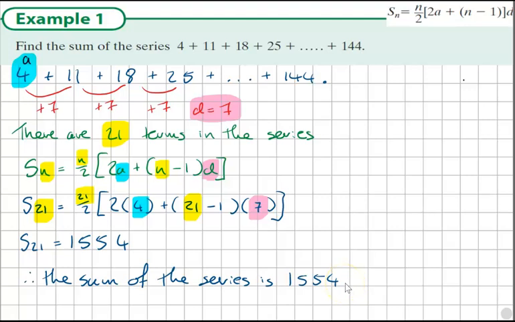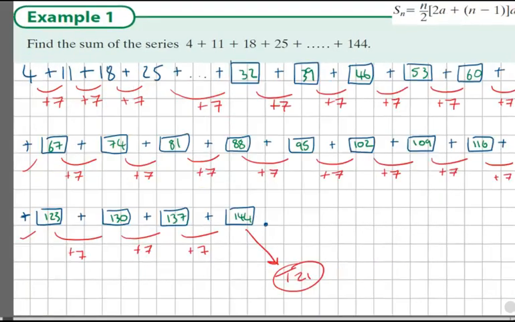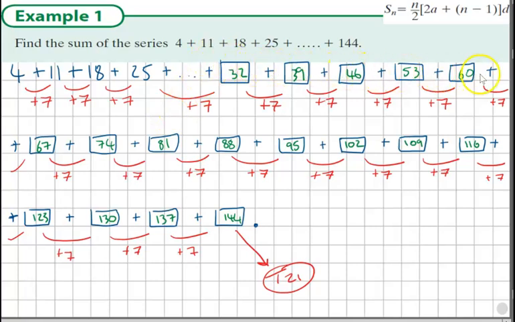Now another way of doing this, which would take longer, but you will still get the marks for, is if we wrote out our series all the way up as far as 144. So I've written out the first 4 terms, 4 plus 11 plus 18 plus 25. And then I just had empty boxes. I added 7 to each term. So from 25, if we add 7, we get 32. From 32, we get 39. From 39, we get 46, and so on. And I kept going right up until I got to 144, which was the last term in our series.